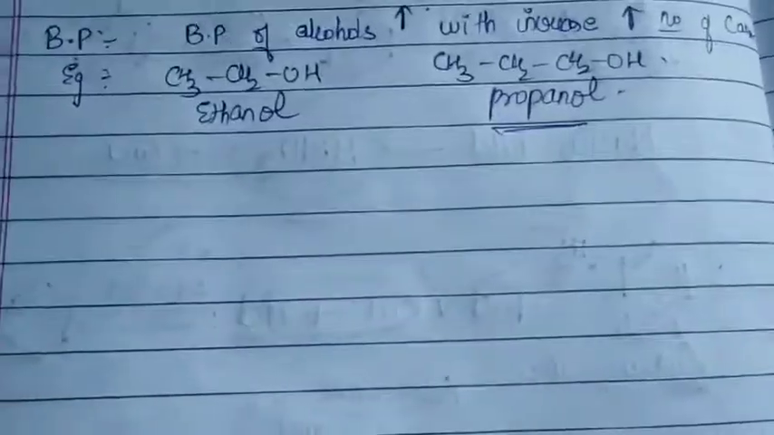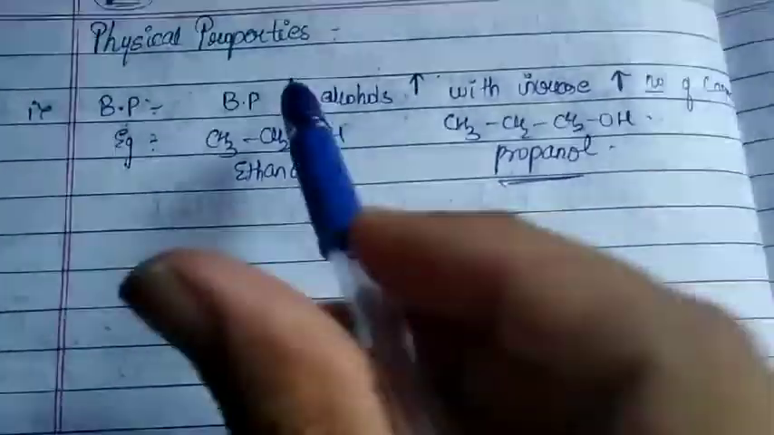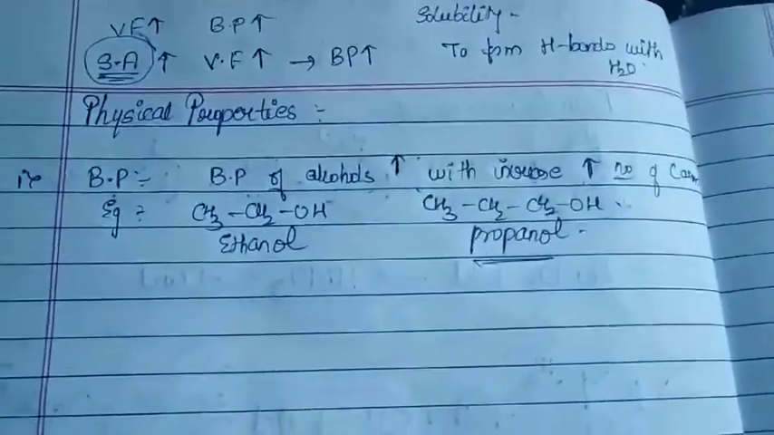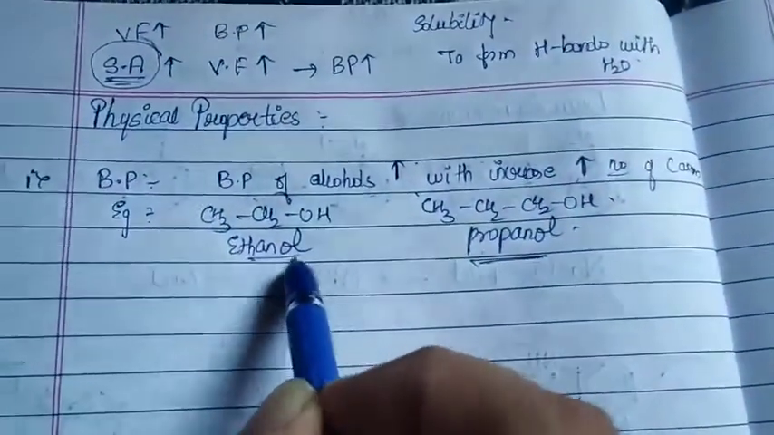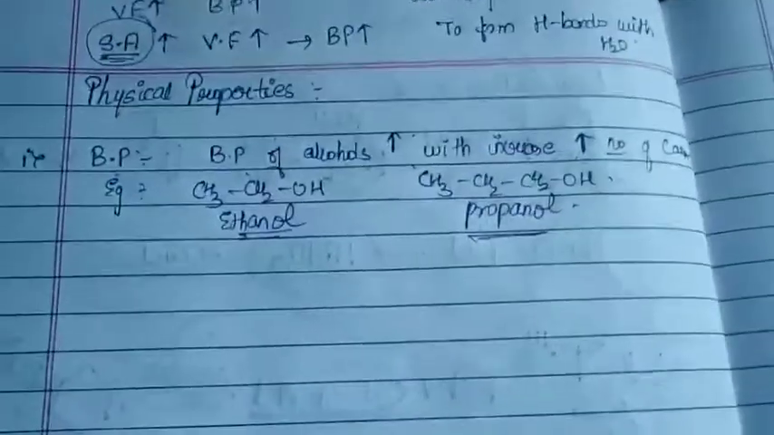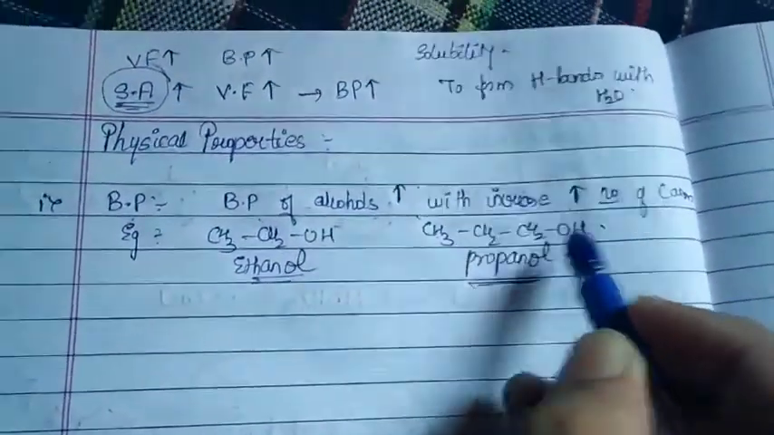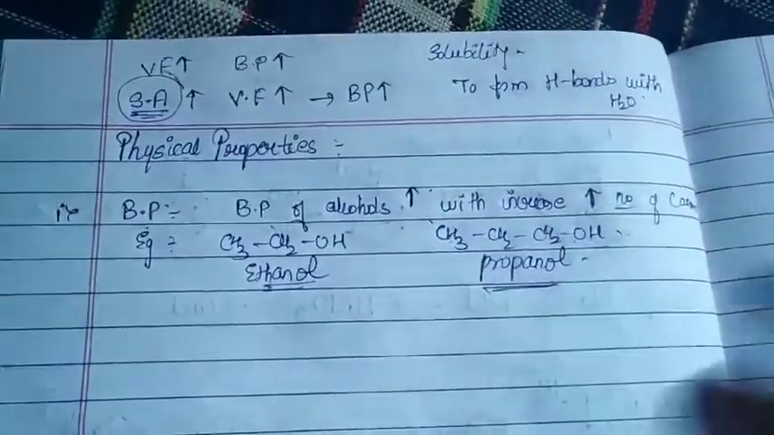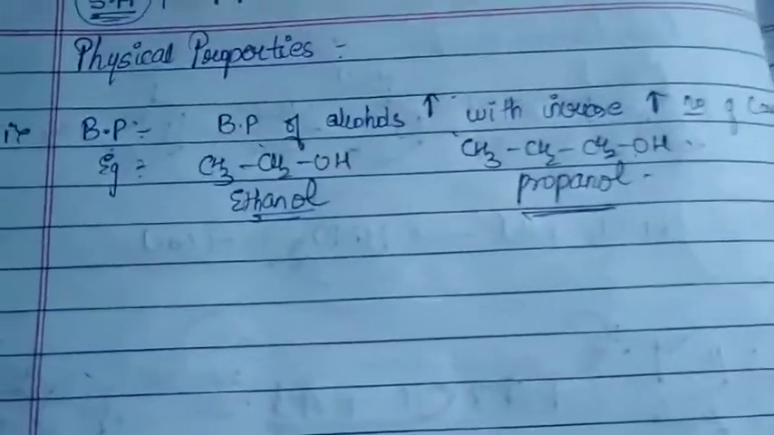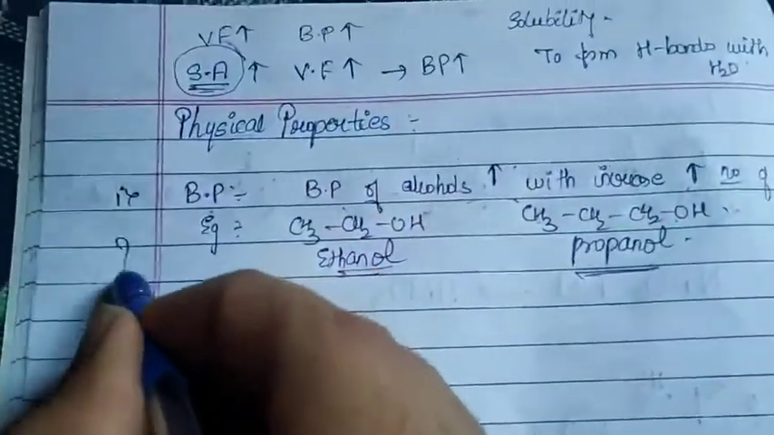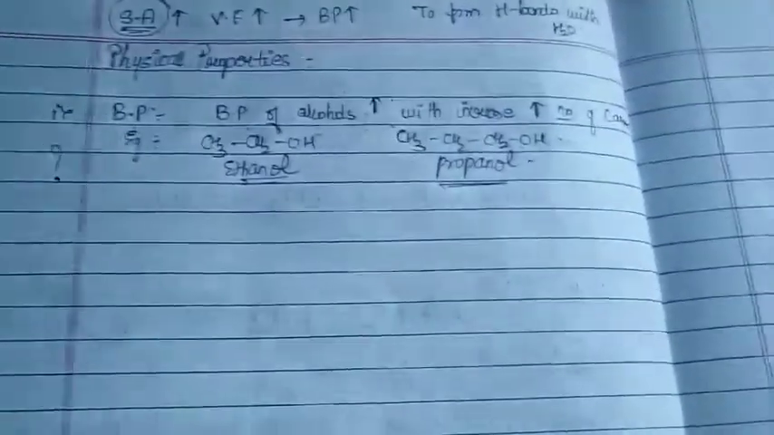What is the reason? Yes, sir, because you only said the boiling point of alcohols increases with increase in the number of carbon atoms. Ethanol has only 2 carbon atoms, but propanol has 3 carbon atoms. So since propanol has the higher number of carbon atoms, of course the boiling point also increases. If I ask the question, why? Because the natural human tendency in science is to ask why.